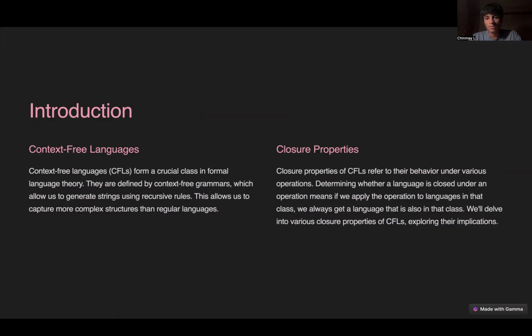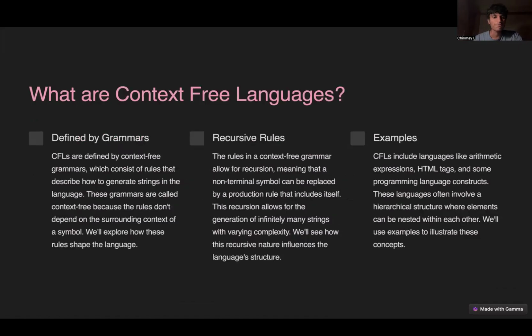Closure properties. Closure properties of CFLs refer to their behavior under various operations. Determining whether a language is closed under an operation means that if we apply the operation to languages in that class, we always get a language that is also in that class. We will delve into various closure properties of CFLs, exploring their implications.